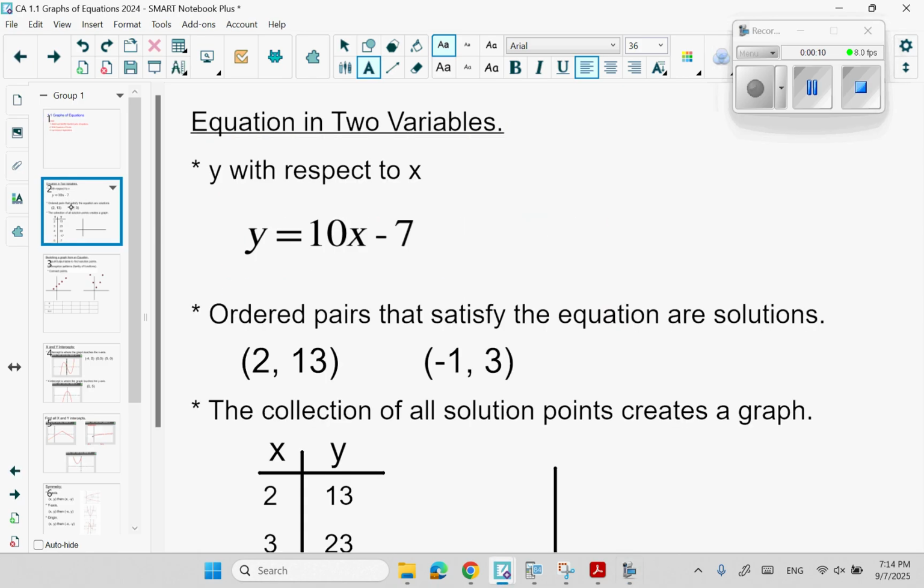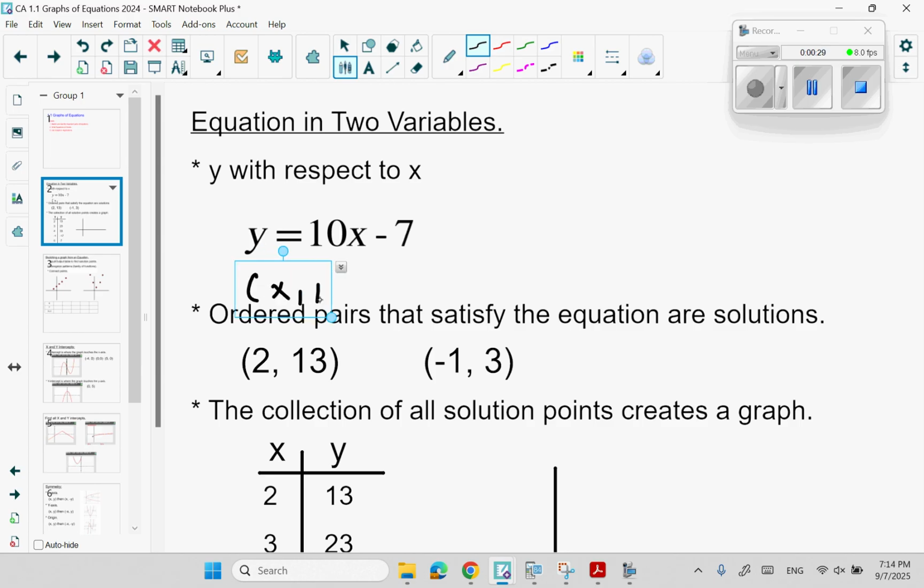Equations are often in two variables, of course, with y and x, or y with respect to x. We treat x as our independent variable and y as our dependent variable. We often write them in ordered pairs. Remember, please, that ordered pairs are always x comma y. And the collection of all solution points creates a graph.